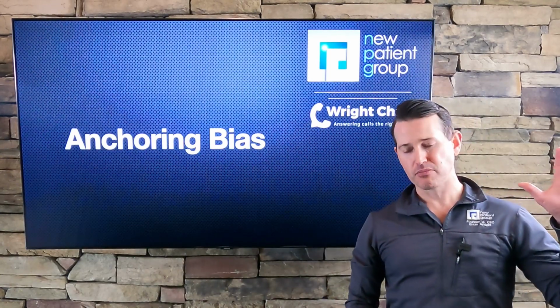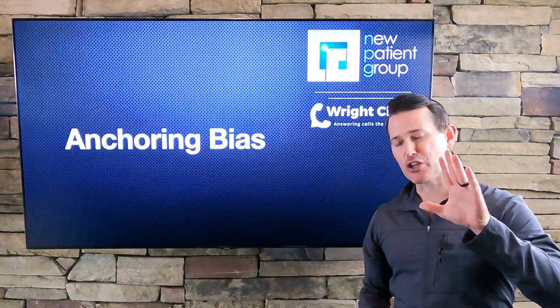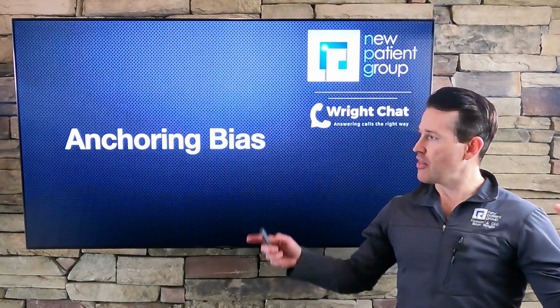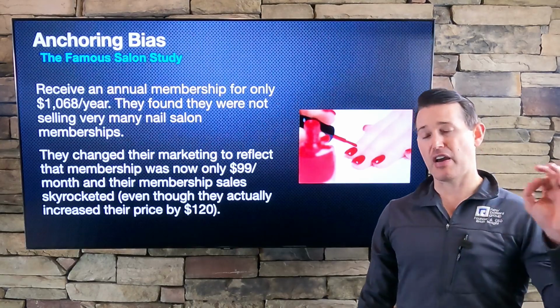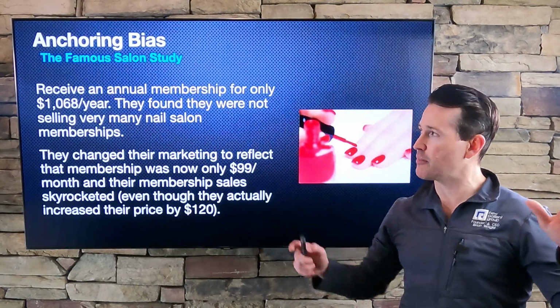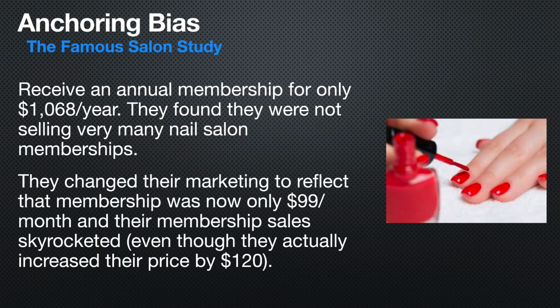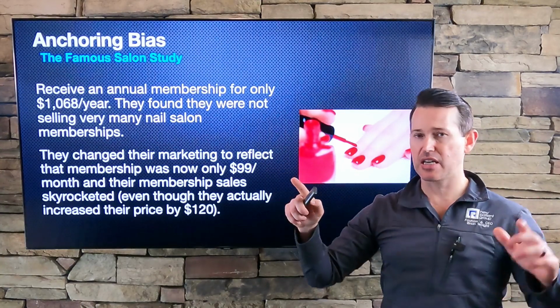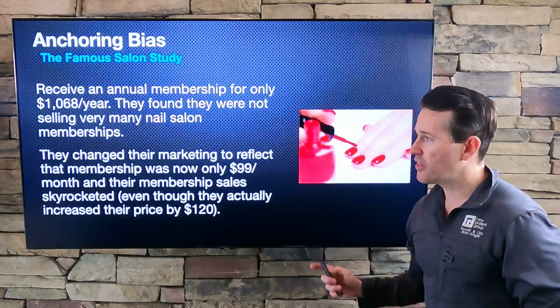Anchoring bias is an advanced form of sticker shock. And sticker shock is a huge reason why people don't buy. And this is going to roll us into sticker shock. I'm going to give you some real life examples of how this applies. All right, anchoring bias. This is all over Google. This was a long time ago, but there's a famous salon study. And they were trying to sell their annual memberships for $1,068 a year. And that's how they were marketing it. And they were not having success with it at all. Sales were down. They couldn't figure out what was wrong. Well, they revamped some things.